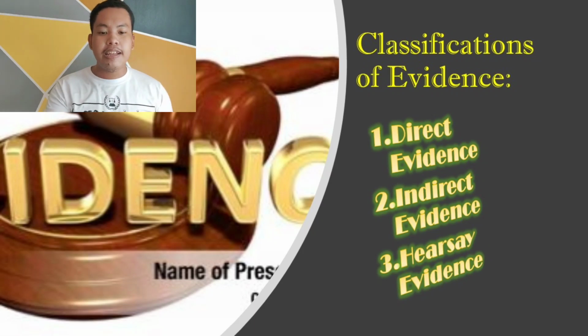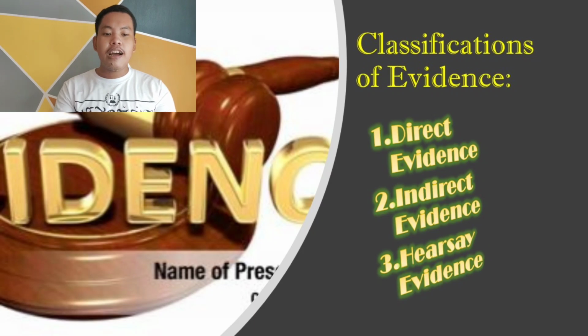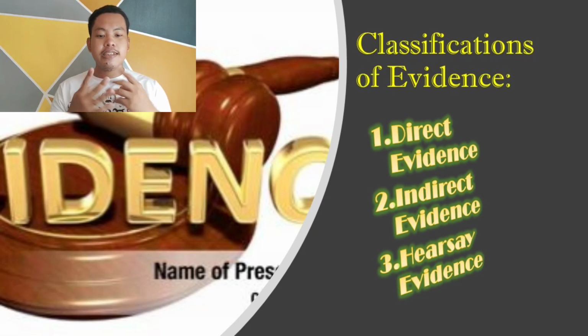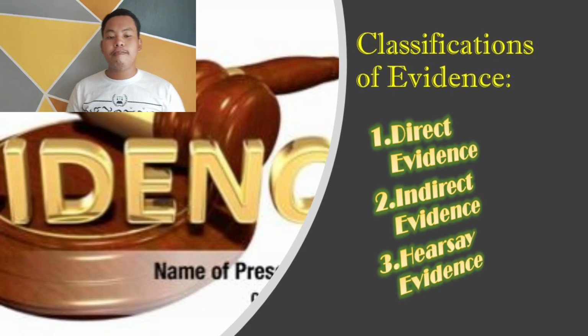Next is the indirect evidence. The indirect evidence is also called circumstantial evidence that seeks to establish a conclusion by inferences from the facts proven. Examples of it are a fingerprint, semen, bloodstain, and etc. that may lead to the liability of a suspect.